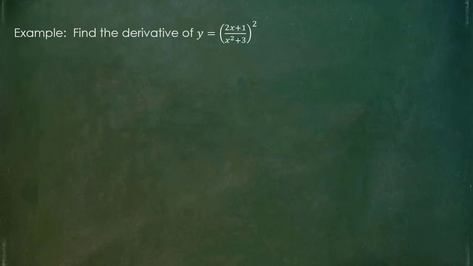We'll go ahead and do one more example. This one's going to now have a quotient rule involved along with the chain rule, because notice the inside is a quotient function or a rational function, and then I have this power of 2 that's outside.